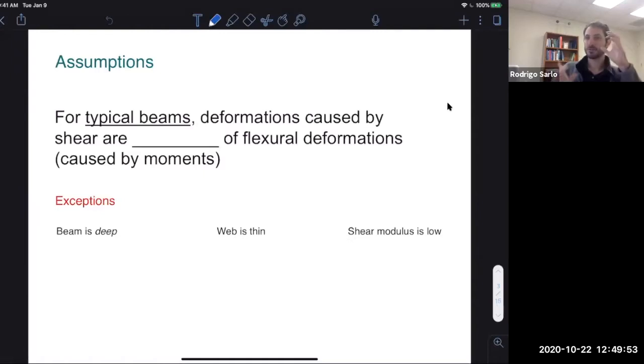The flexural deformations are those caused by moments. So we're saying, if I shear a beam, I'm going to get a certain amount of deflections. If I bend the beam, I'm going to get a certain amount of deformation. What percentage do you think is typical? Okay, so Logan thinks 70%. Any other guesses? Brett thinks 5%. Okay, warmer.